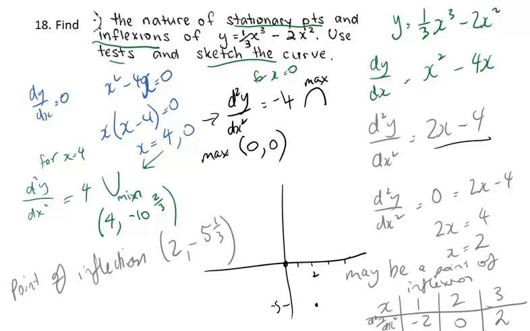So here this is our max, then our point of inflection, and we have a minimum at 4 and minus 10 and 2/3. So here's minus 5, minus 10's down here. So we have a max, a point of inflection, a min, and our curve continues.